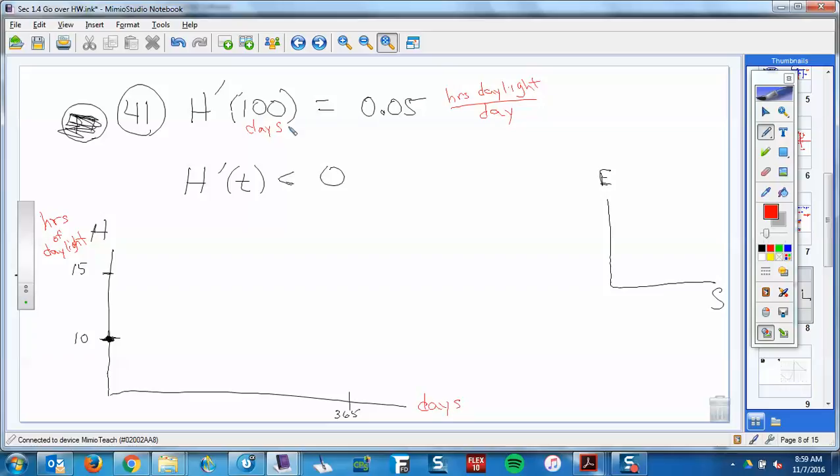It's gonna be 0.05 hours. Now, who would talk like that? 0.05 hours. Let's put that into something reasonable. Get your calculators and put that into something reasonable. Nobody talks like that. 0.05 hours. It's not very much daylight. That's not very much change, is it? Right? And we're not saying that's how much daylight there is. That's the rate of change.